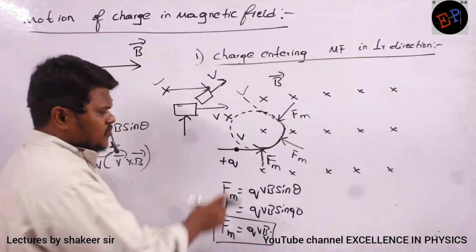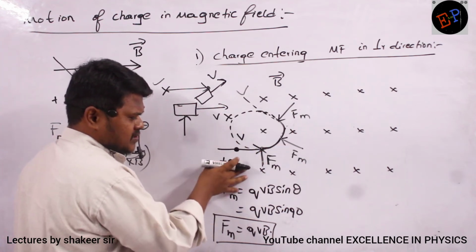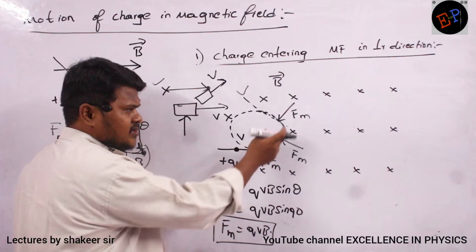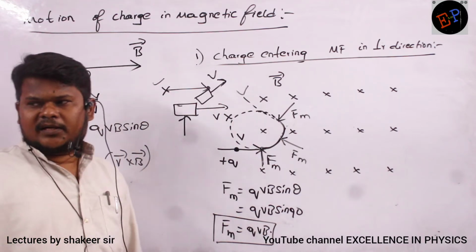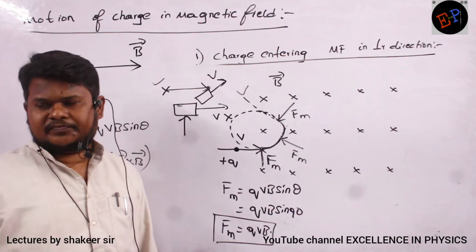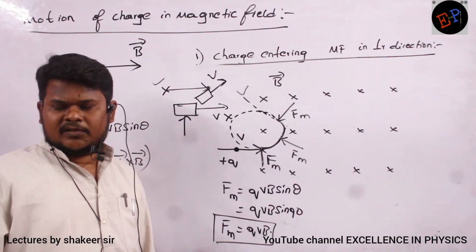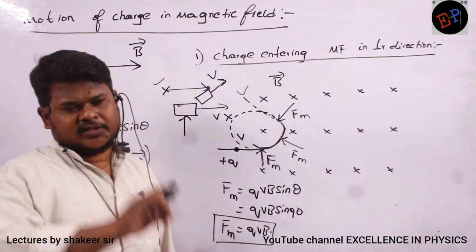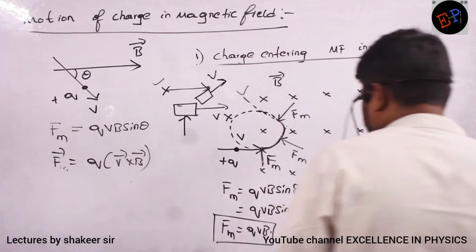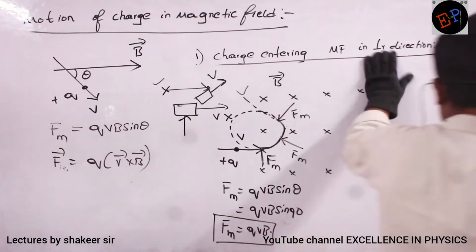So when a charge enters a magnetic field at an angle of 90 degrees, what happens? It will trace a circular path. That is the point, but it should be exactly entering the field at 90 degrees. What about the speed of this particle? Will speed change or not? Speed never changes. Direction continuously changes. So what are the points I have to write here?